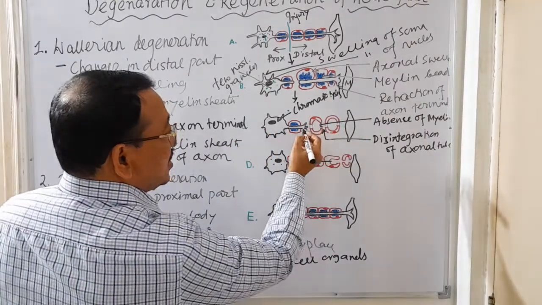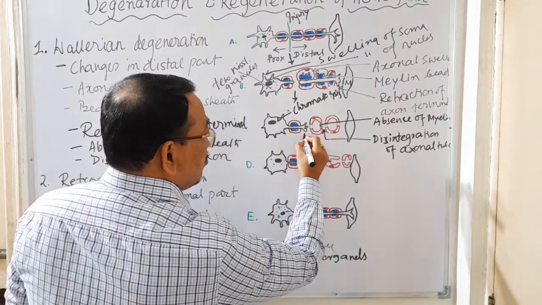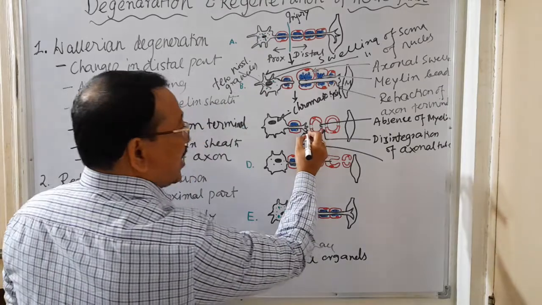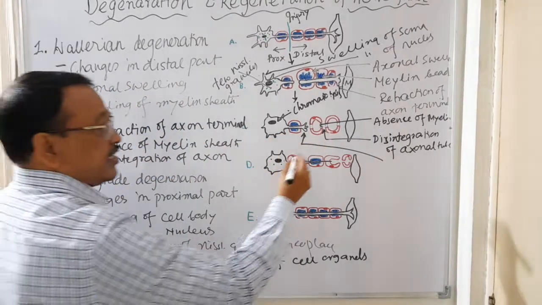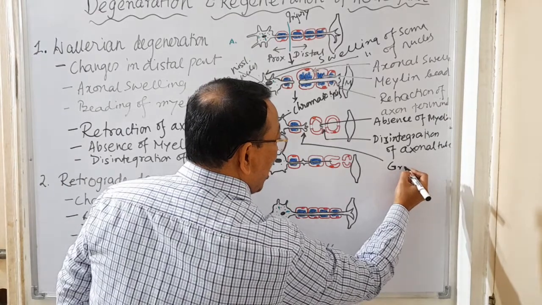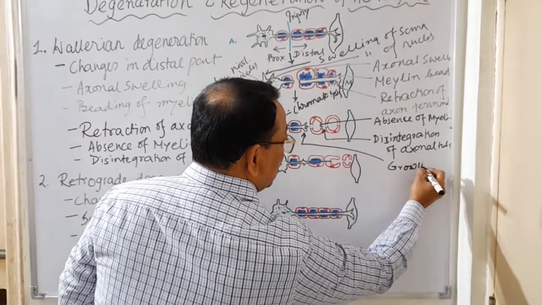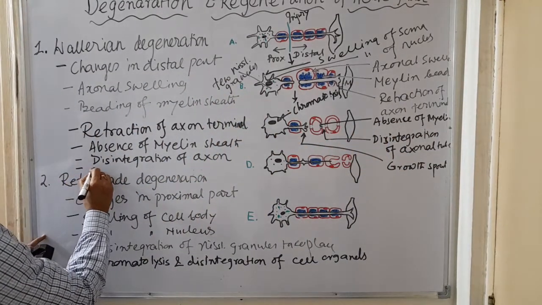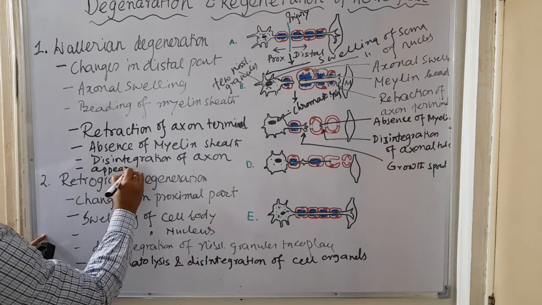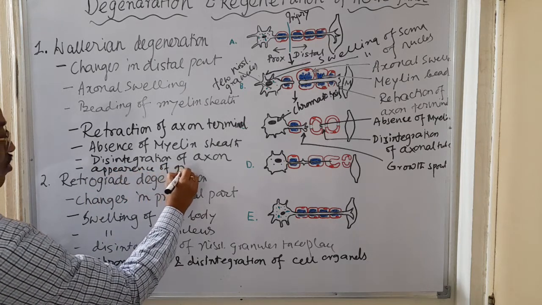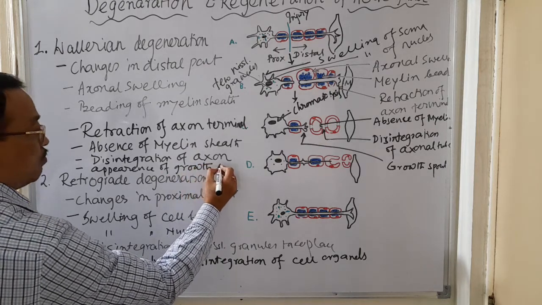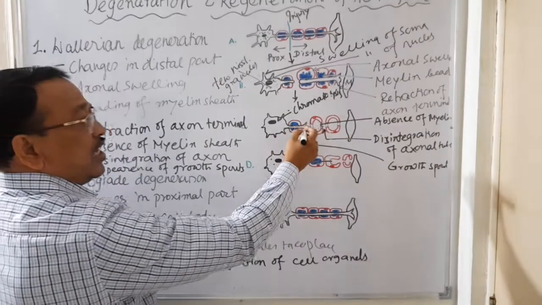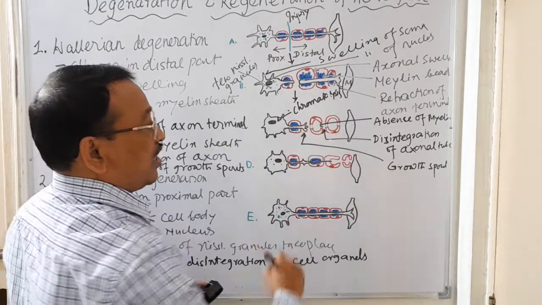Besides these two things, now here you see some pseudopodia-like substance is formed at the cut end of the nerve fiber. That is known as the growth sprouts or early growth sprouts. So the appearance of growth sprouts also takes place at the cut end of the nerve fiber.